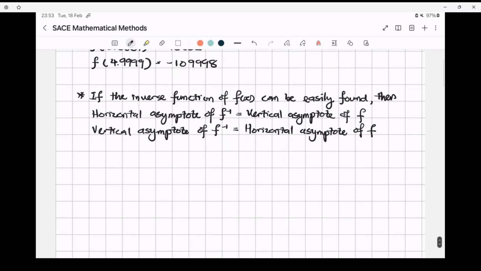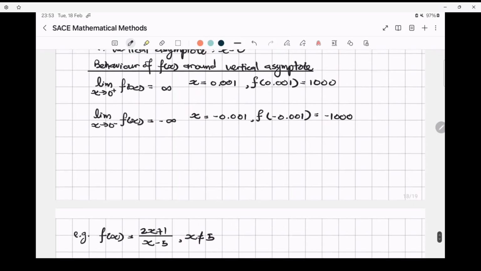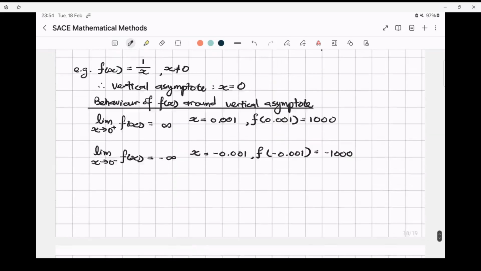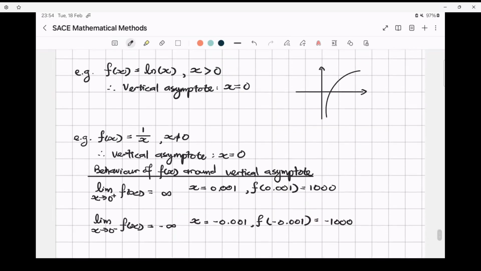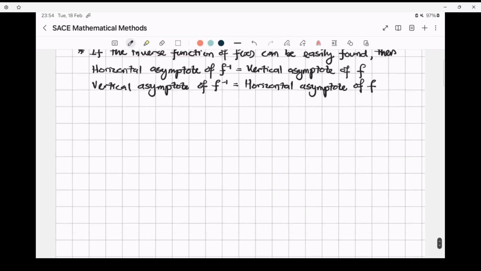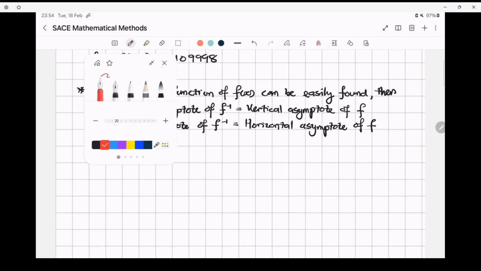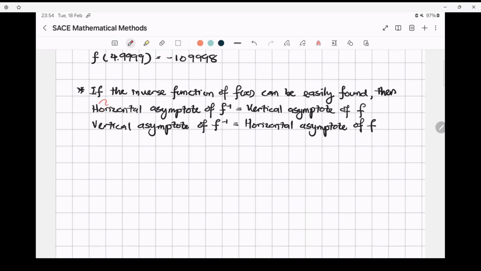So why is this useful? Because as you can see, the vertical asymptote is very easily identified: those x values that you cannot substitute into your function are your vertical asymptotes. So if let's say you can't really identify your horizontal asymptotes, what you can do is use this property. If you want to find the horizontal asymptote of f, you can just find the inverse function and identify the vertical asymptote of f inverse. That automatically will become your horizontal asymptote of f. So you can use this particular property to help you identify your horizontal asymptotes.